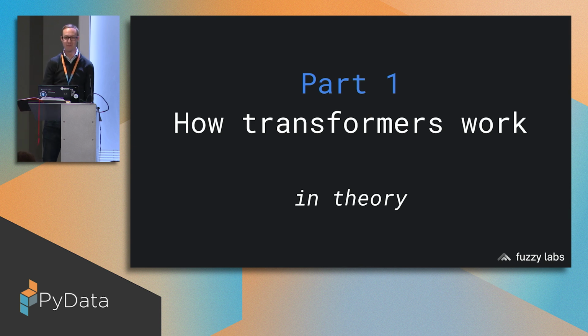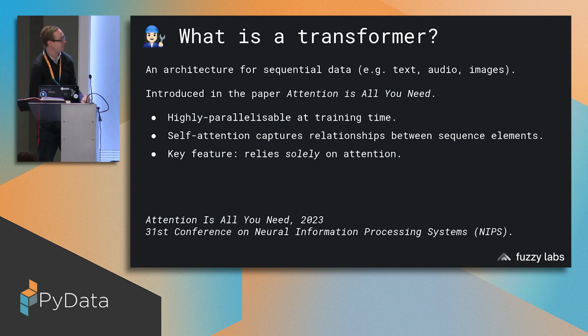Right, so firstly, how transformers work in theory. Let me try to cover this off. So firstly, a bit of a definition. Transformers are a model architecture for dealing with sequential data. And often when we hear sequential data, we think about text, but it doesn't have to be text. It could be audio, it could be images, it could be video, anything that we can put into a sequence.